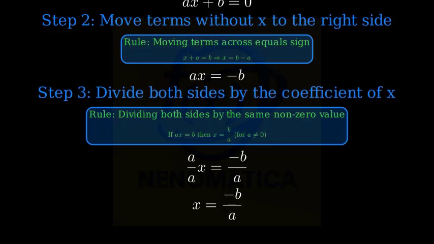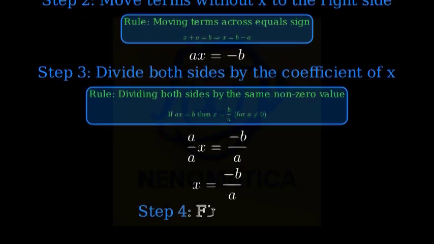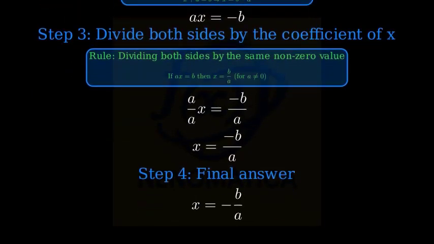Step 4. The final step is to simplify our answer to get the value of x. Our answer is x equals negative b over a. We can also write this as x equals negative b divided by a. Now, let's look at an example to see how this algorithm works in practice.